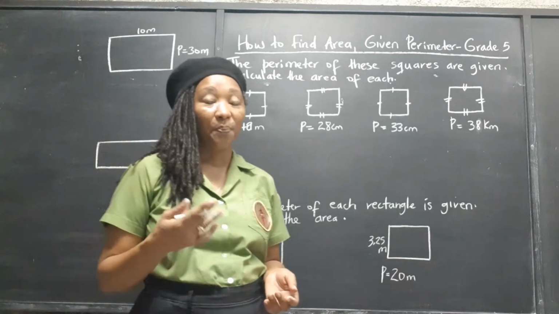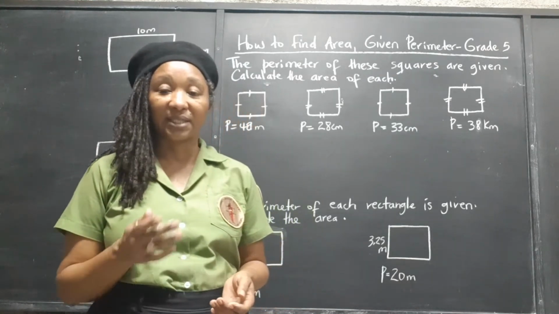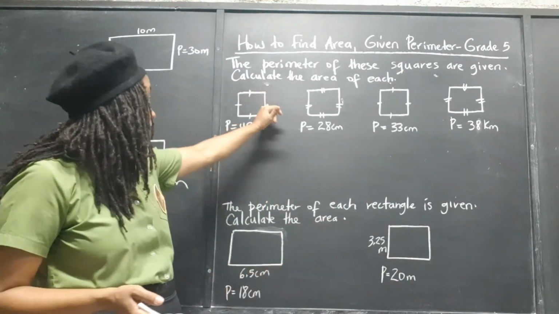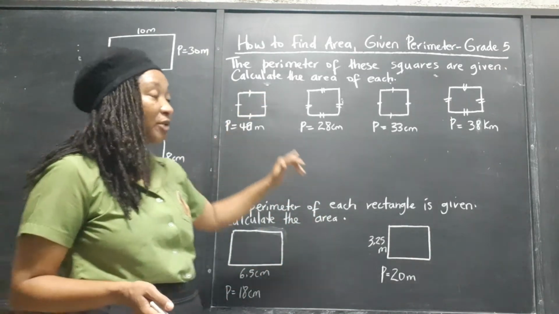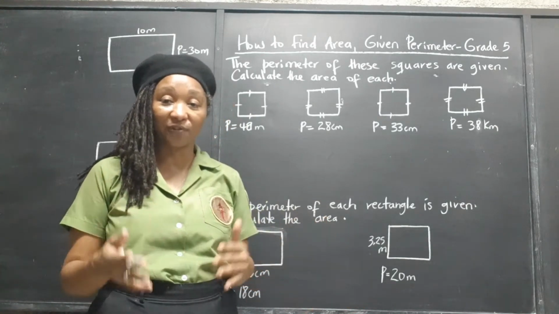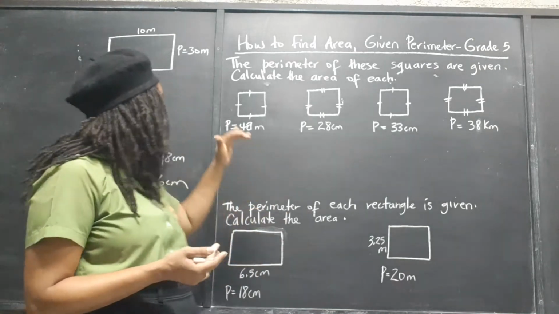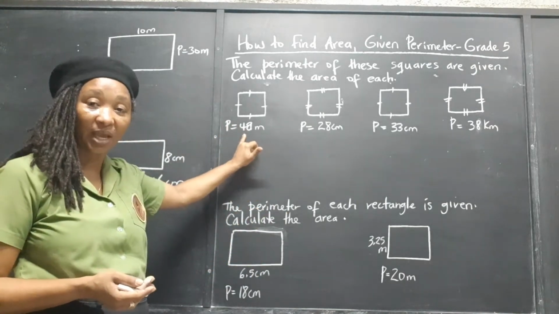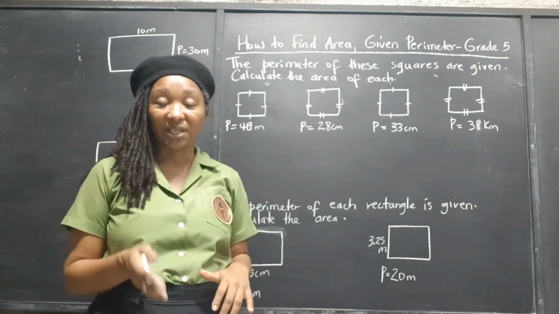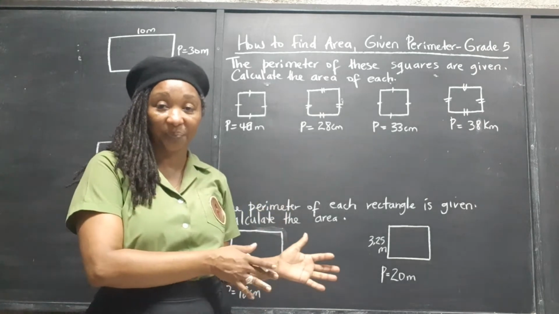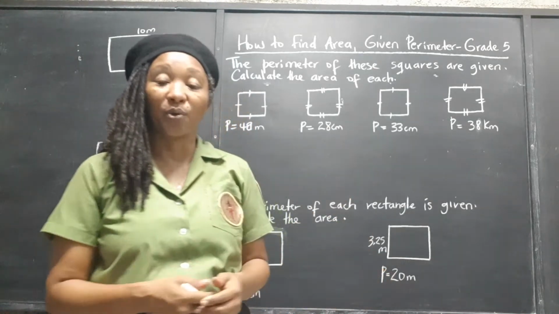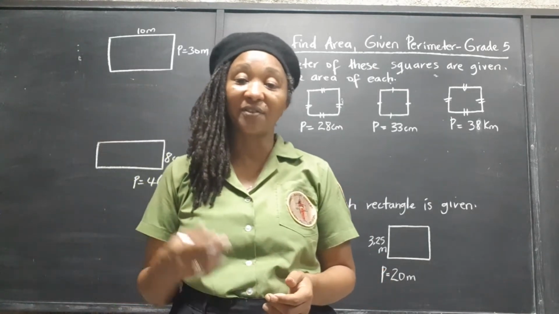Well, the perimeter of a square is the side times 4, right? It has 4 equal sides. So if we knew the side and we wanted the perimeter, we'd multiply the side times 4 to get the perimeter. So if we know the perimeter and we want the side, we need to divide the perimeter by 4 to get the side. We're not done yet though. When we get the side, we're going to multiply the side by itself to find the area.